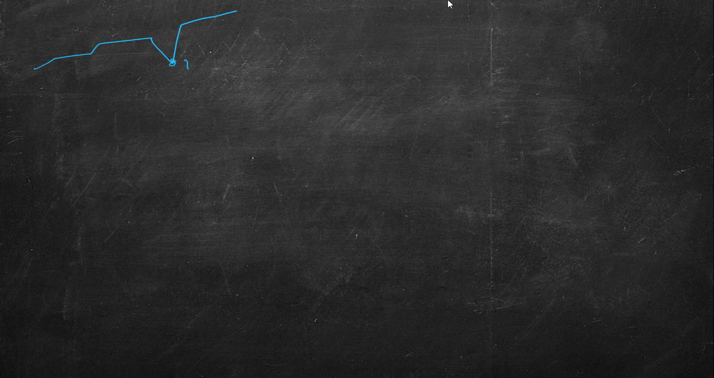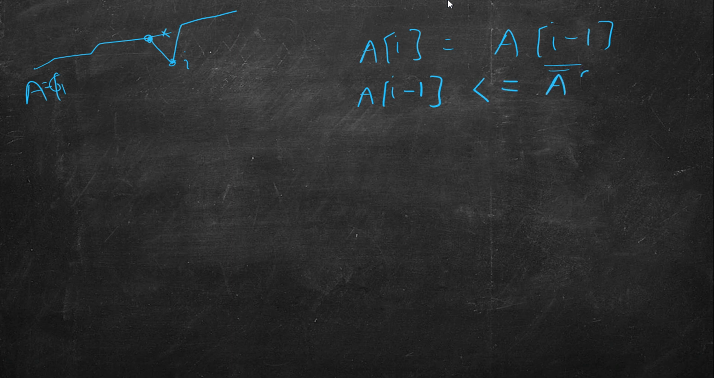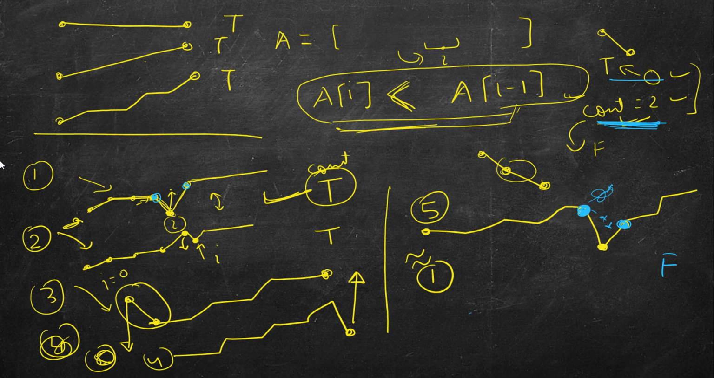We will make AI equal to AI minus 1. Whatever is the value previous to I, make it that value. Now it's increasing. For that, what is the condition? AI minus 1 should be less than or equal to AI plus 1. Then it's true, otherwise we will see what happens. So this is case 1, pretty simple.